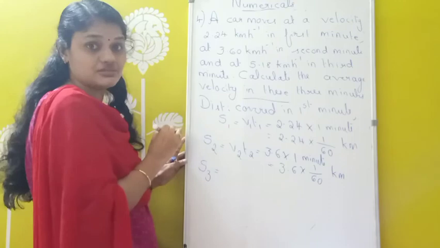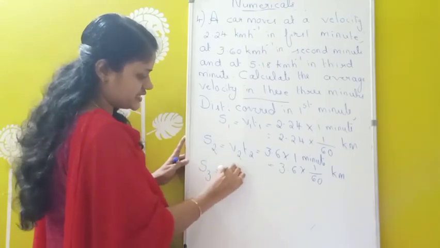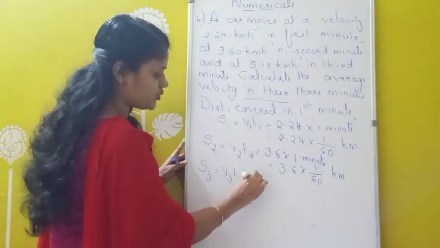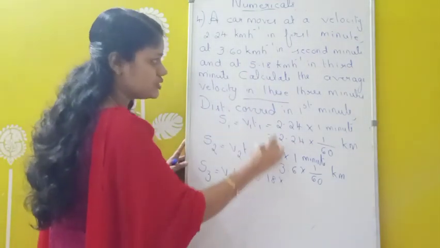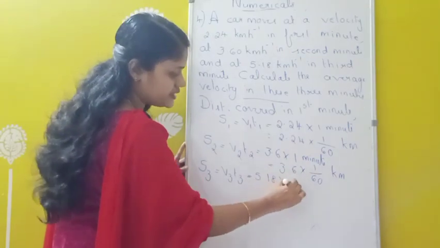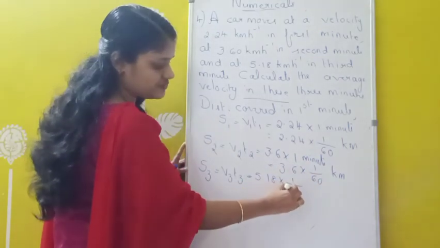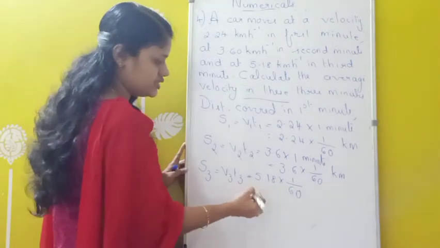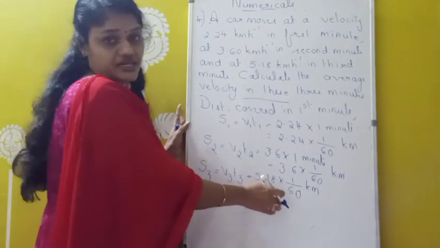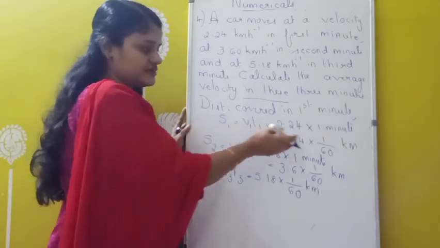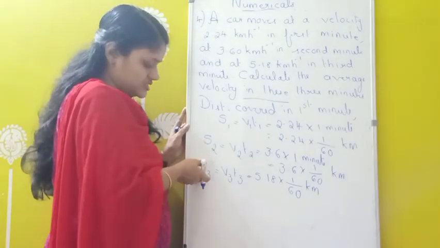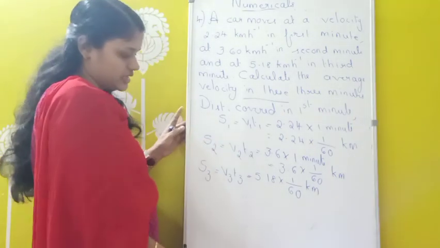Now we have to find the distance covered in the third minute. So V3 into T3. V3 here is 5.18, into the next third minute. That means 1 more minute, and we convert it into hours. So that means 1 by 60. The unit is kilometer. So this is the distance covered in the third minute. So S1 is the distance covered in the first minute, S2 in the second minute, and S3 in the third minute.